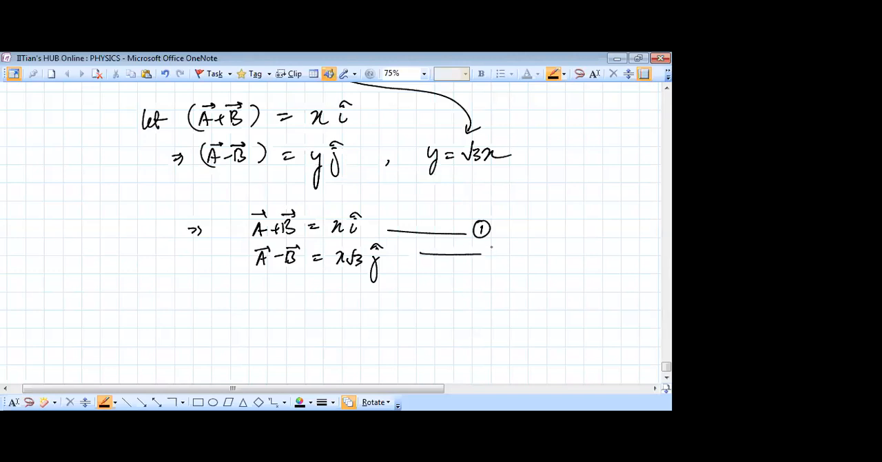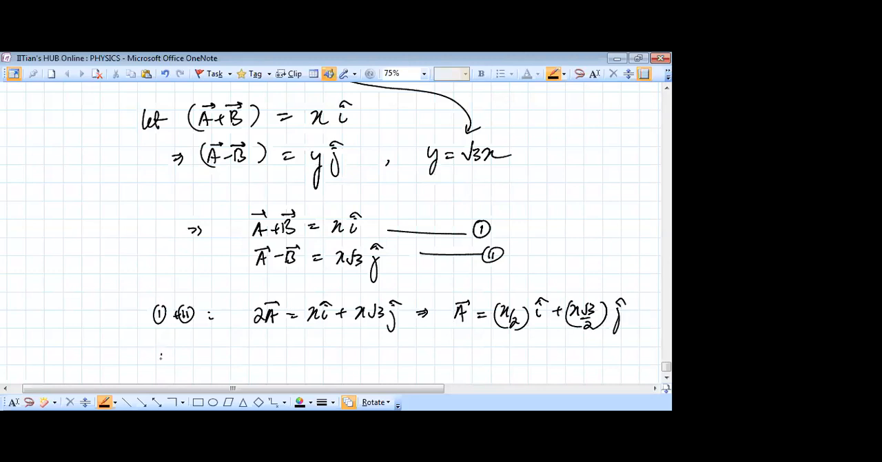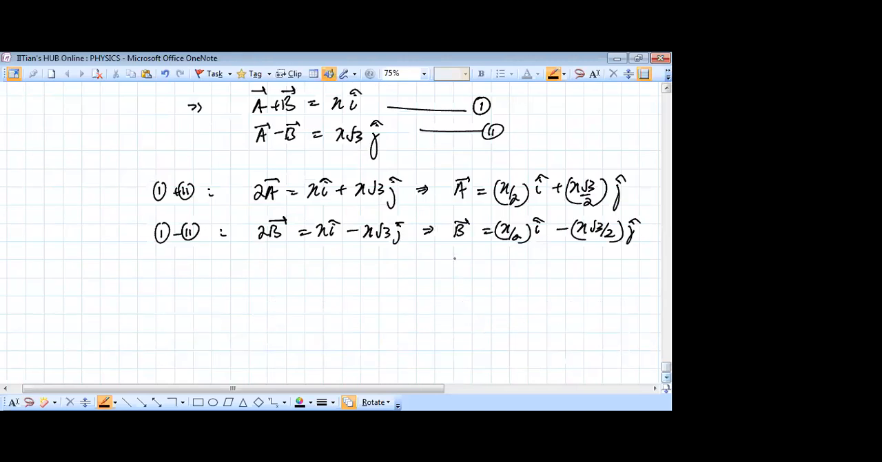So if this is equation 1 and equation 2, from this you can see that 1 plus 2 will give you 2A is equal to x i cap plus x root 3 j cap, or vector A is x by 2 i cap plus x root 3 by 2 j cap. Whereas if you subtract the two equations, 1 minus 2, you will get 2B is equal to x i cap minus x root 3 j cap, or B is equal to x by 2 i cap minus x root 3 by 2 j cap. Okay. So now you can see that therefore mod A is equal to mod B is equal to this.